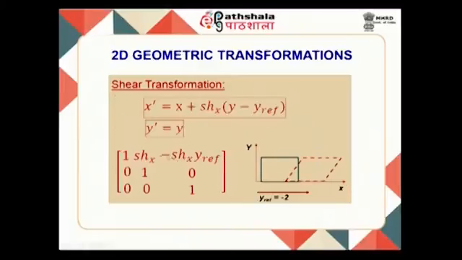Now, the shear matrix for this effect is [1, SHX, -SHX times y ref; 0, 1, 0; 0, 0, 1]. If you give y ref equal to 0, this whole term becomes 0 and you get the original shear matrix with respect to the x axis.